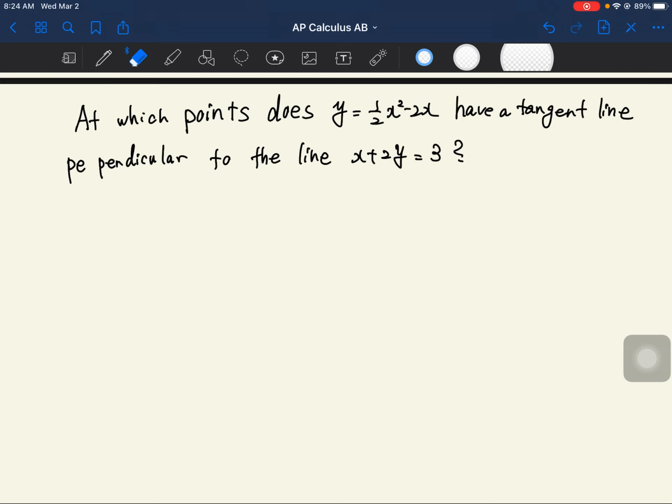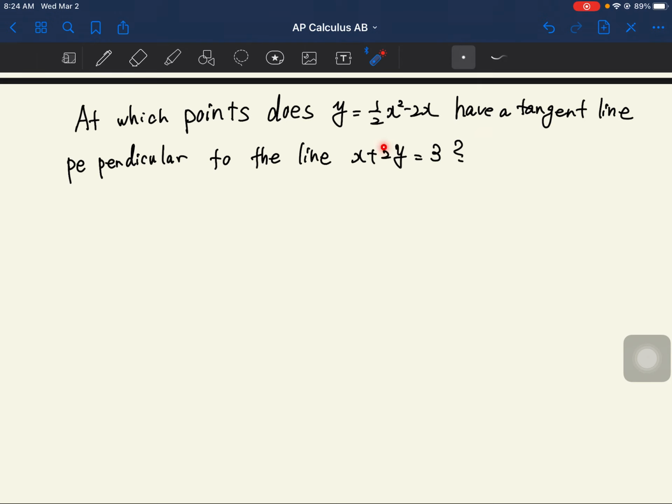Today I'm here to explain about this question. At which point does y equal 1 over 2 x squared minus 2x have a tangent line perpendicular to the line x plus 2y equals 3? Okay, let's work on this question.